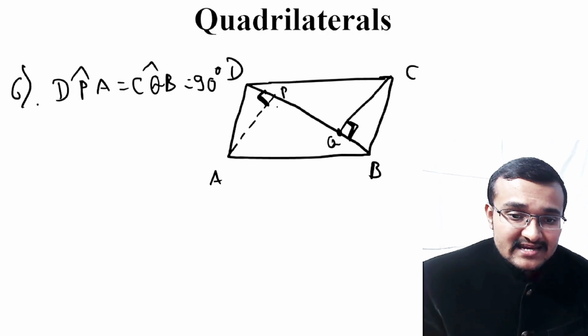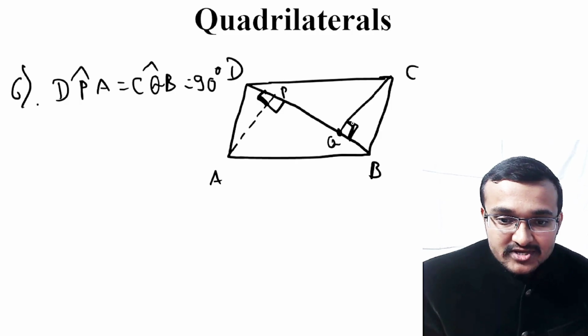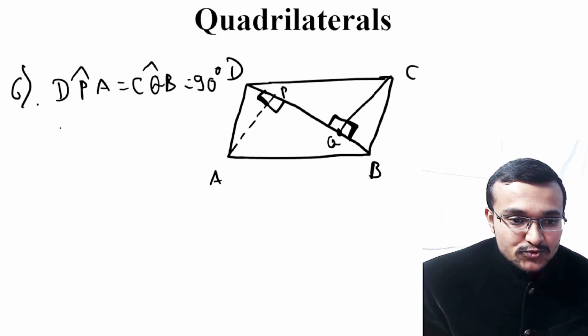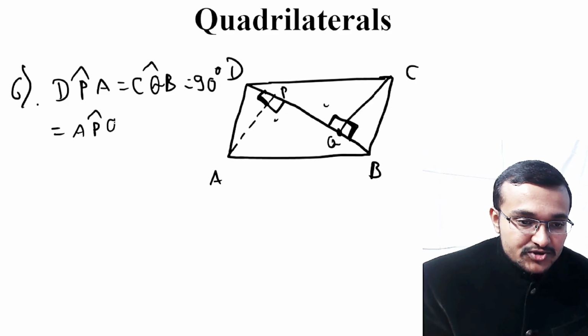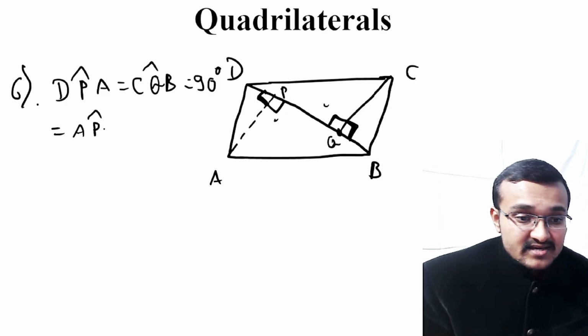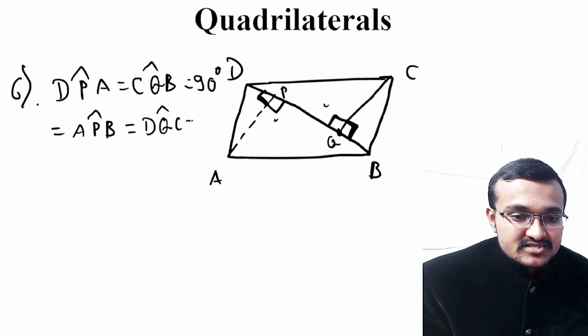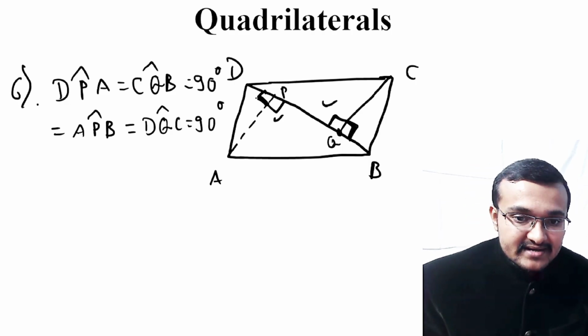Since AP is a perpendicular line on BD, this angle is also 90 degrees, and this particular angle is also 90 degrees. So QC is also perpendicular. So this angle is also 90 degrees, and this angle is also 90 degrees. That means DPA is equal to CQB is equal to 90 degrees. This is also equal to this particular angle, APQ, this particular angle PQC. So APQ, or we can consider this as APB is equal to DQC, which is equal to 90 degrees. That means this particular angle and this particular angle are also equal to 90 degrees.